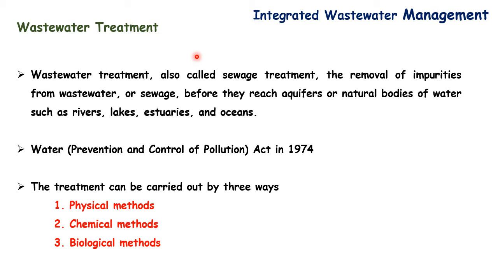So what is wastewater treatment? It is also known as sewage treatment, the removal of impurities from wastewaters. So what are impurities? Impurities such as leaves, textiles, logs, plastic materials, heavy metals, toxic metals, all these are known as impurities. So wastewater treatment, in simple terms, means you have to treat them before it reaches the aquifers or natural bodies like lakes, ponds, rivers, estuaries or oceans, right? So that is what we call wastewater treatment.